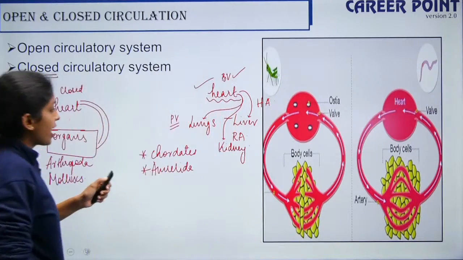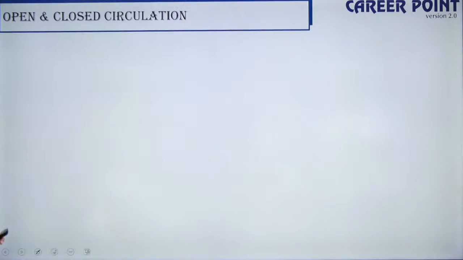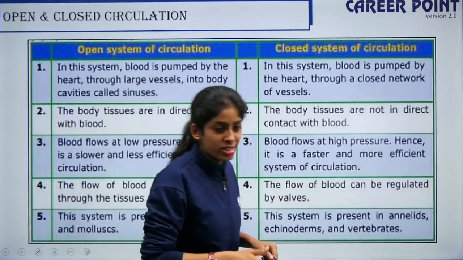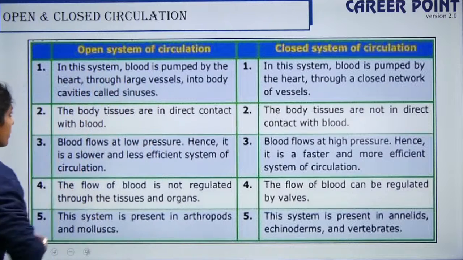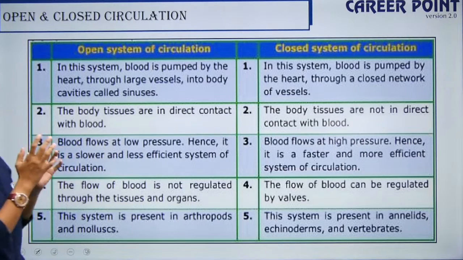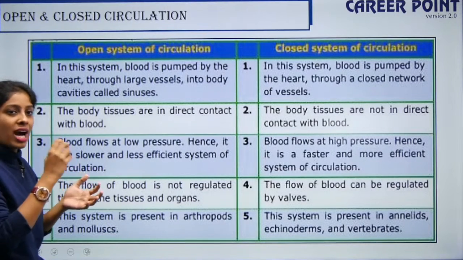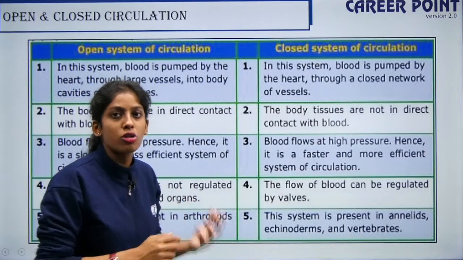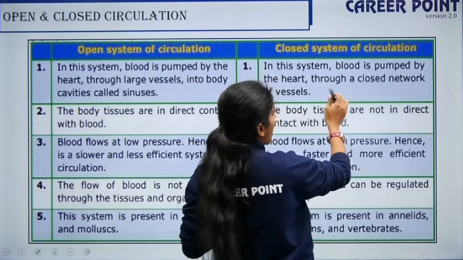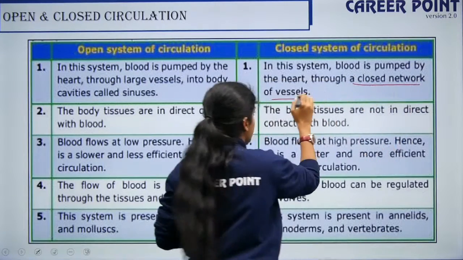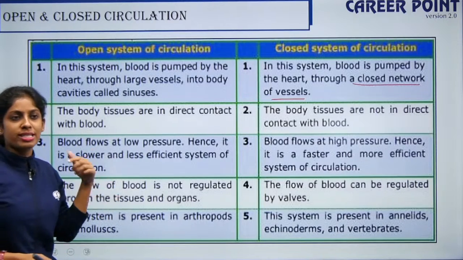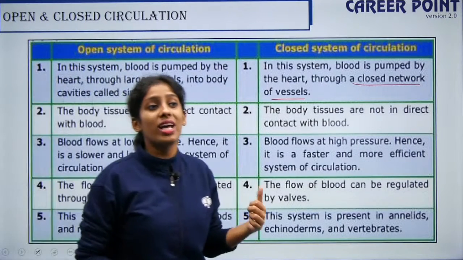Fine. So I guess open and closed circulatory system is fine. Here I have a proper difference between the open and closed circulatory system. First is open. In this system, the blood is pumped by the heart through large blood vessels into body cavities called sinuses. I said depressions, so sinuses are also depressions. In the closed system, blood is pumped by the heart through a closed network of blood vessels. That is the primary difference. In both cases you have blood vessels, but in the closed circulatory system it is well developed, okay?